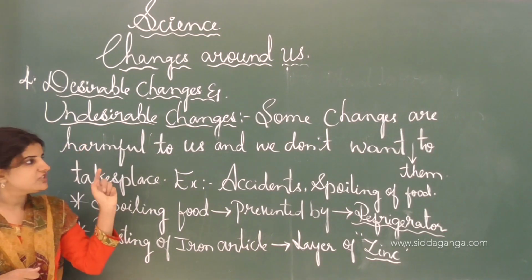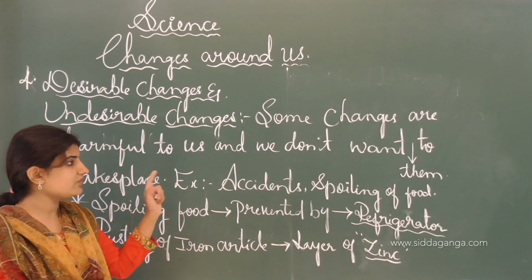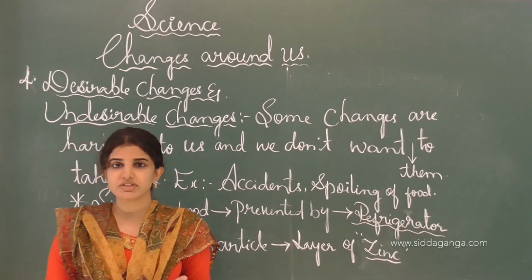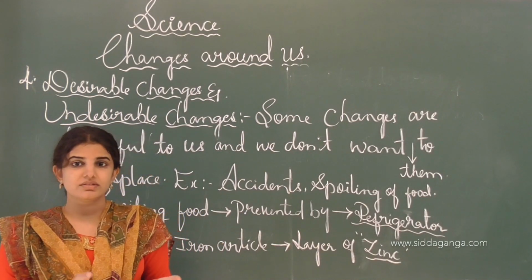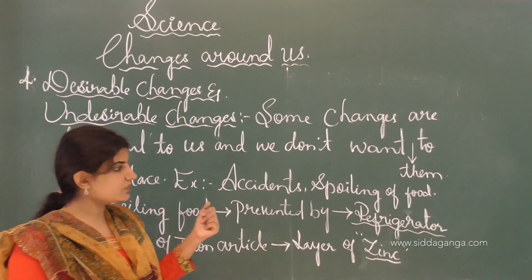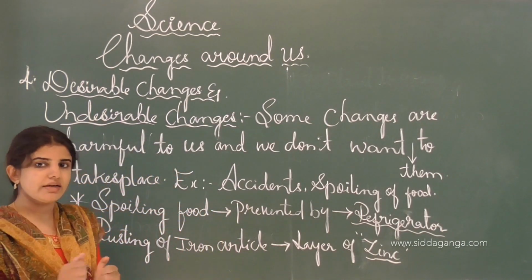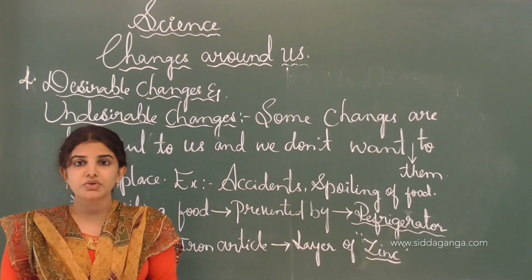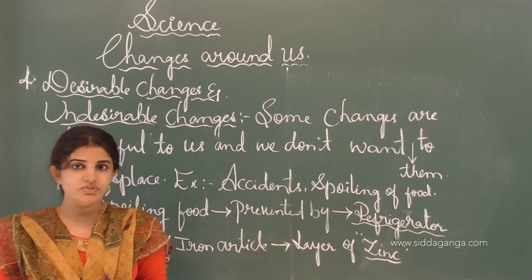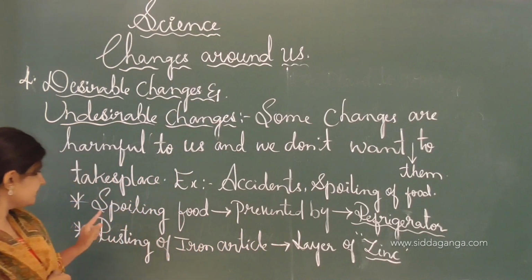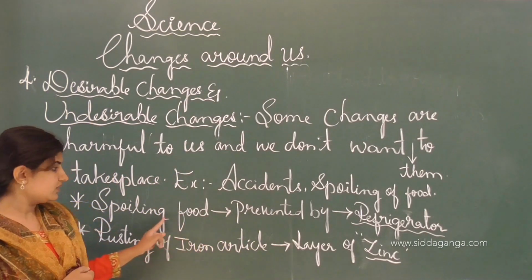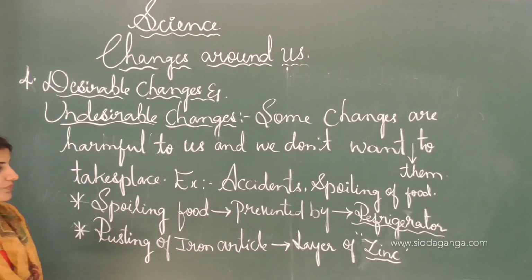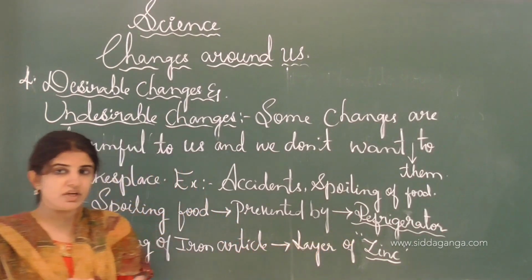Undesirable changes are those changes which are harmful to us and we don't want them to happen. Examples of undesirable changes are accidents and disasters, and spoiling of the food. These undesirable changes we can make into desirable ones by keeping the food items in the refrigerator so that we can prevent the spoiling of the food.